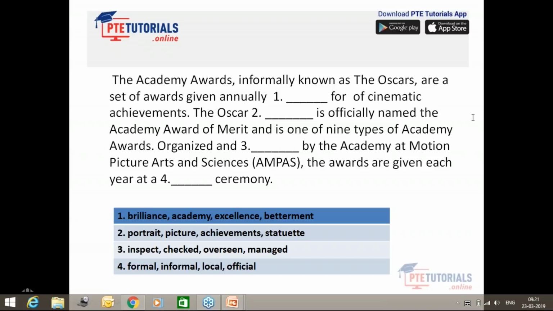Bharti: excellent, statuette, managed, and last is official. It's not official ceremony. You're wrong. Excellent, statuette, managed, and the last one, what are you writing? Formal. One incorrect. Then I have... Am I audible? Some are saying I'm not audible.